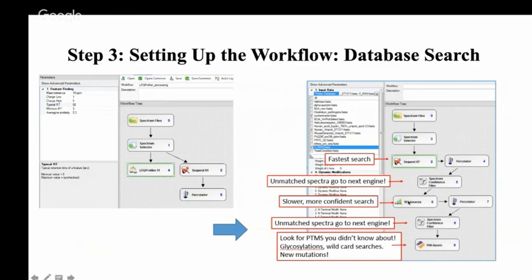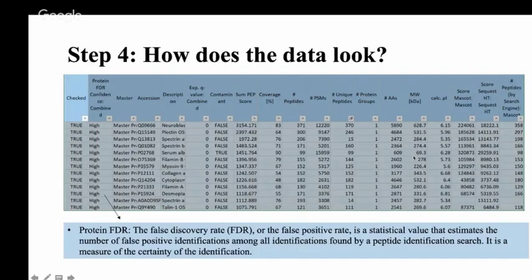Also, there are certain other things, like you can use MS Amanda for more confident search, and you can also look for PTMs, that is post-translational modifications, using the same workflow. So now how does the data actually look? You saw that one way of looking at your data is through the chromatograph.